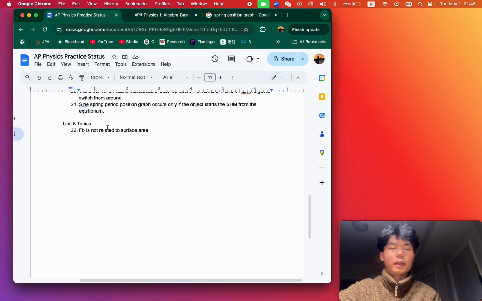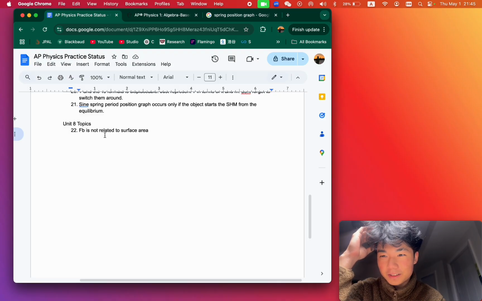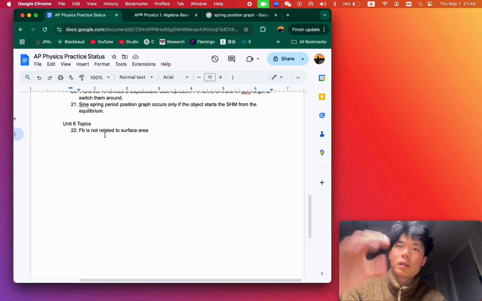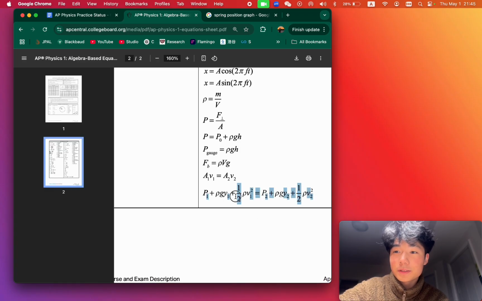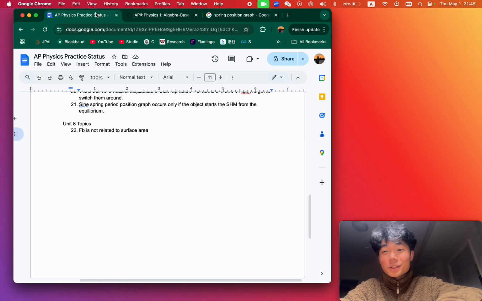And unit 8 is just fluids. I thought it was really easy. I don't think for this year there's a lot of testing on fluids. Basically, you'll just have to plug in the equations. I will say understand what this is. If you don't understand, just go search it up real quick. I won't explain it here. This is very simple. Just know how to use this. And remember, flow rate is always constant.